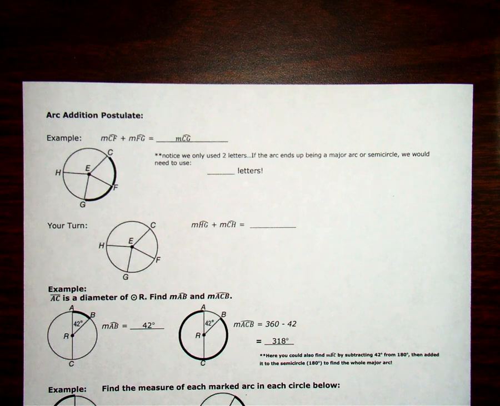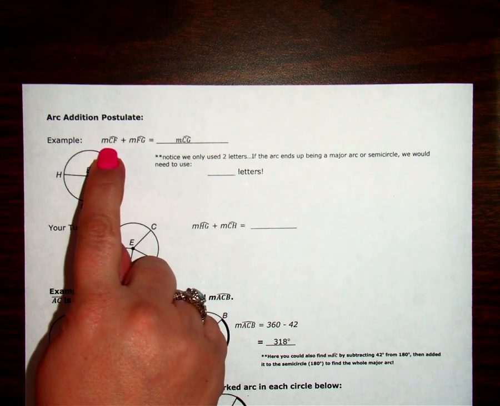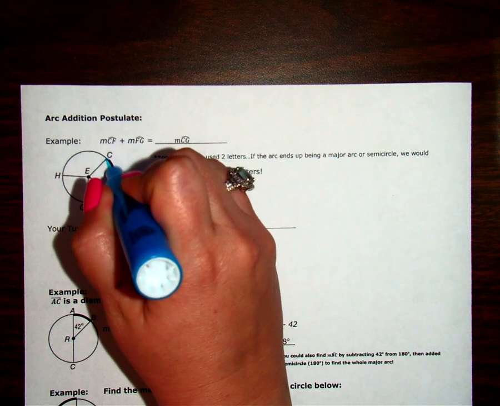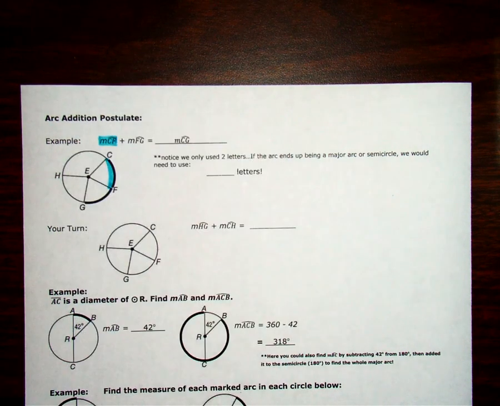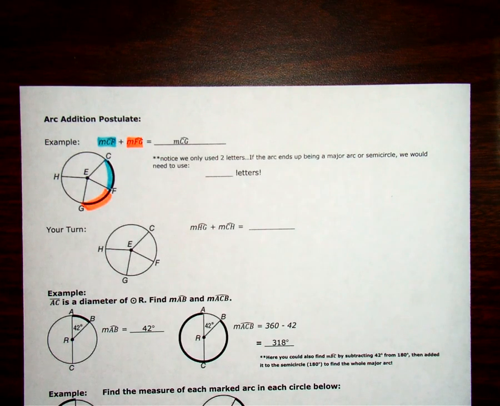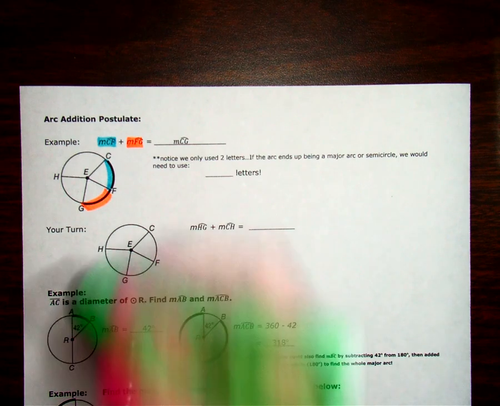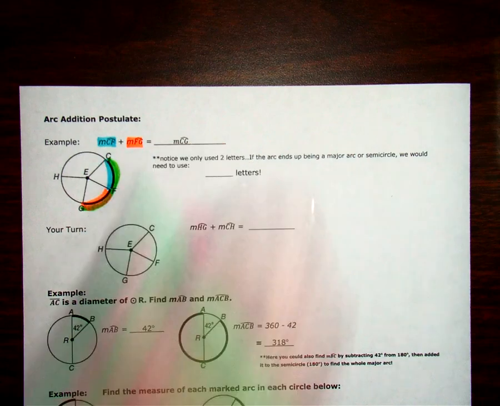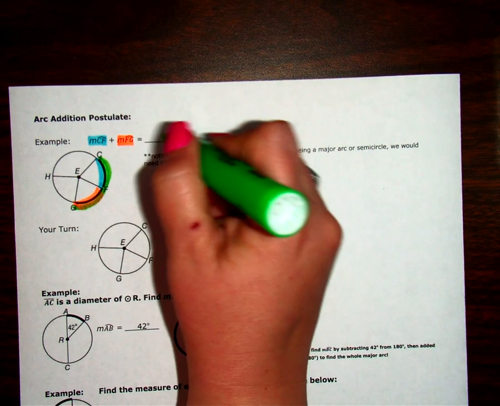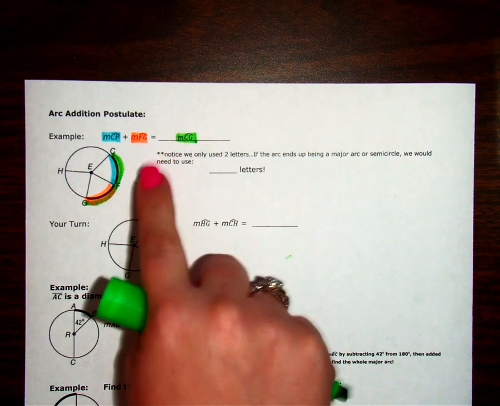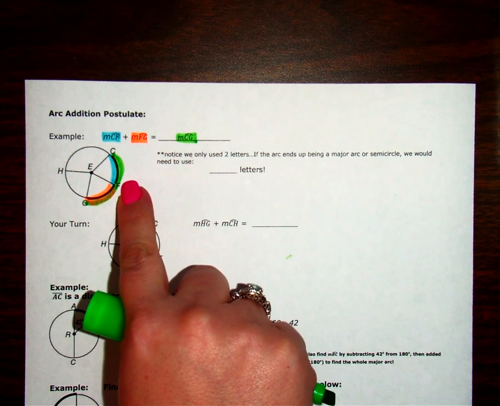Okay? So for example, when I look at my example problem here, it says the measure of arc CF. Well, let's see where arc CF is. So arc CF is right here. Okay, arc CF, use a little highlighter there. And arc FG, that's this one here. Okay, what is that going to make? It's going to make the whole arc from C all the way around to G. So the measure of arc CG. The blue arc plus the orange arc makes the green arc. Notice we only use 2 letters to name the green arc because it's less than half the circle. It's a minor arc. Okay?